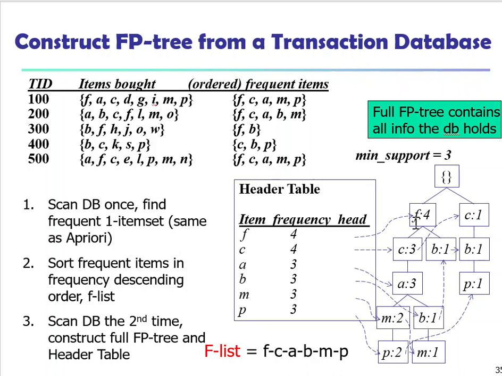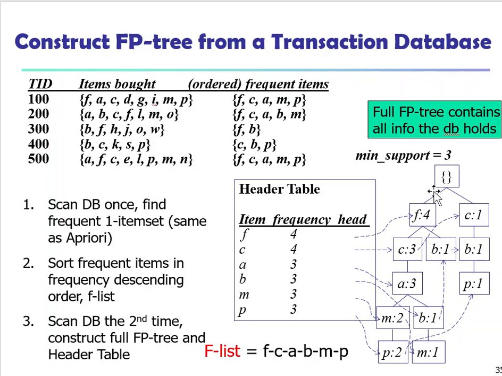So initially when we put the first transaction into this tree, every item has a count of 1. Okay, and those counts will start to be adjusted when we read more transaction records. So now the second transaction record we're going to read in is FCAMB.